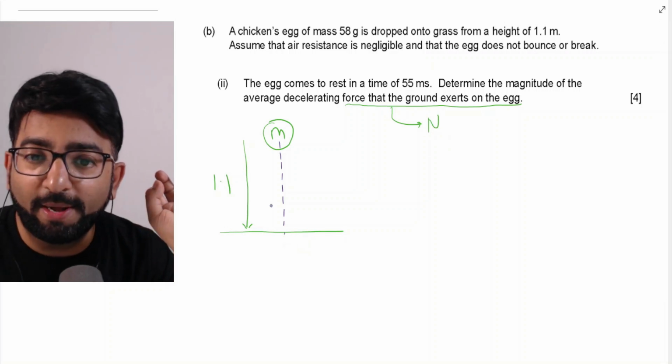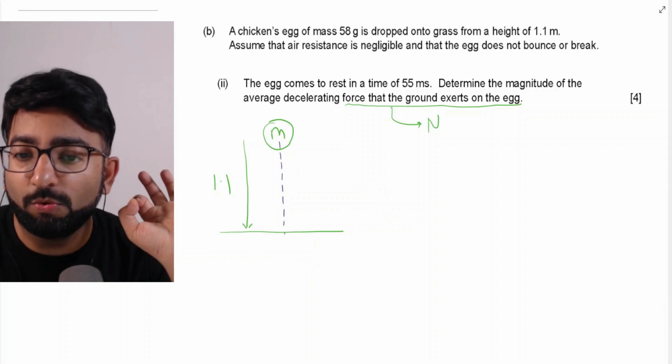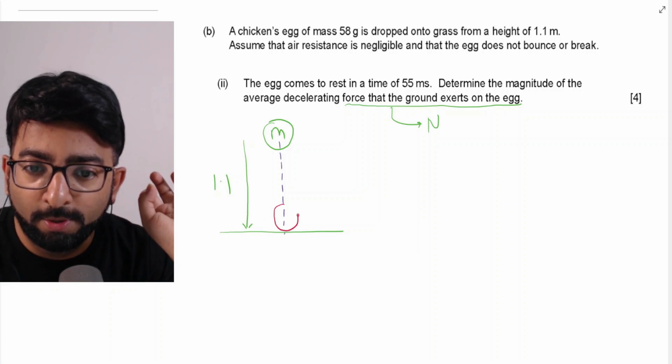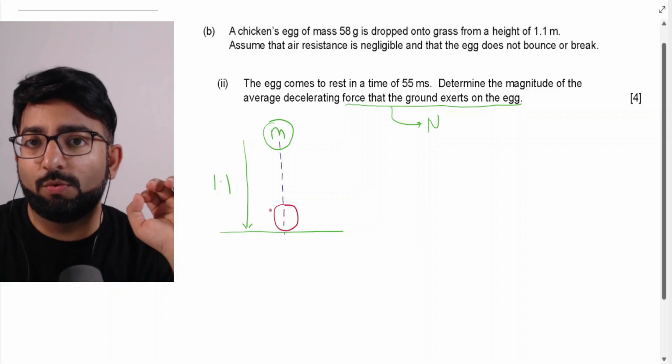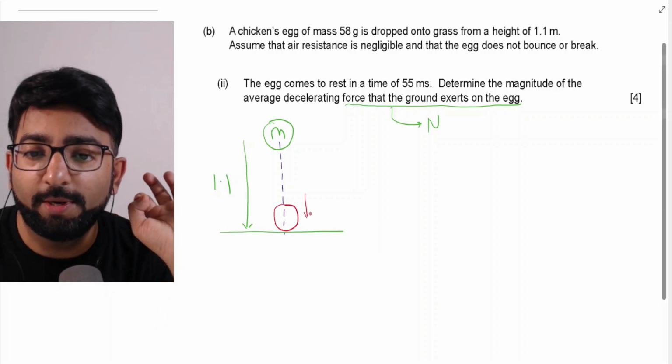Let me explain. Imagine the egg travels 1.1 meters and is just about to hit the ground. Let me draw an egg at the bottom. It is very close to the ground, just about to hit it, which means it will be traveling with some speed v.